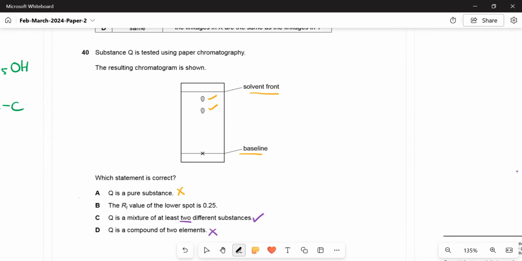And the Rf value of the lower spot is 0.25. You can calculate it on the paper. You take the distance of the lower spot and the distance of the solvent front. You can find the Rf value as the distance traveled by the spot divided by the distance traveled by the solvent front. When you calculate it, the answer is not coming to 0.25. So answer C is correct, that Q is a mixture of at least two different substances. And here you can see that there are two different spots on the chromatogram.